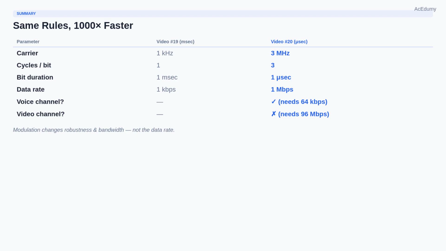At 1 megabit per second, this signal can comfortably carry a digital voice channel, which only needs 64 kilobits per second. But it cannot carry a digital video channel, which needs roughly 96 megabits per second. That is the practical context. The modulation scheme you choose does not change the data rate. It changes how robust, how bandwidth efficient, and how complex your receiver needs to be.